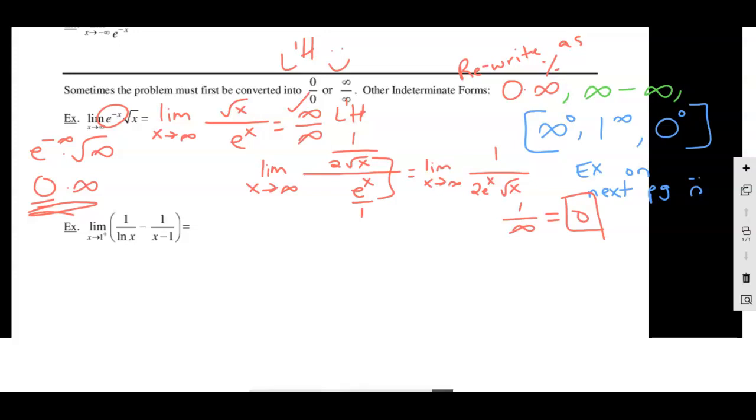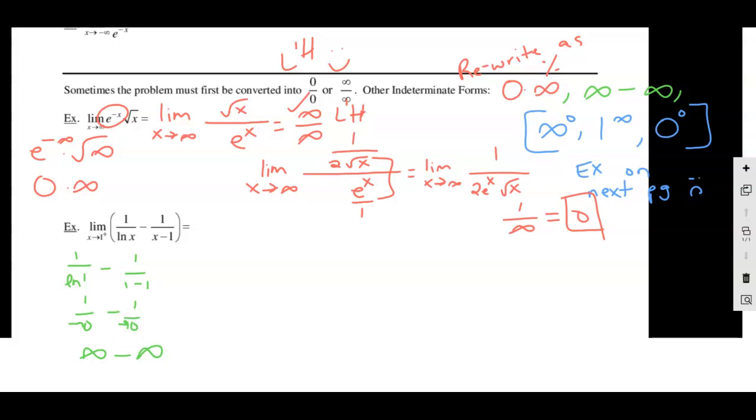Okay, let's look at the next one, which is the infinity minus infinity case. Here we go. If I tried to plug it in, you get 1 over ln of 1 minus 1 over 1 minus 1. So you get 1 over 0 minus 1 over 0. That's my infinity minus infinity case. That denominator is not exactly 0, it's just getting really, really close to 0.